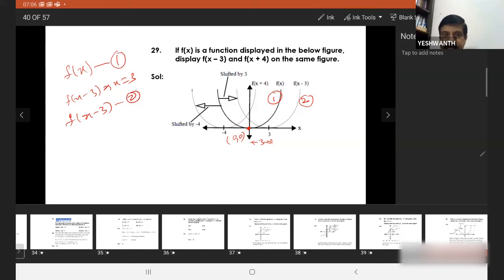Now next is x plus 4. F of x plus 4 implies x equal to minus 4, so shift x to the left by 4 units. Minus 4 is minus 4 comma 0. Look at this, so this becomes 3. So f of x plus 4 is equation number 3. We have shifted this by 4 units to the left. 4 units to the left means negative, 3 units to the right means positive. You see minus 4, 0, plus 3, 0. So these are the curves. We have all the 3 curves sketched on the same graph. Please note it quick.